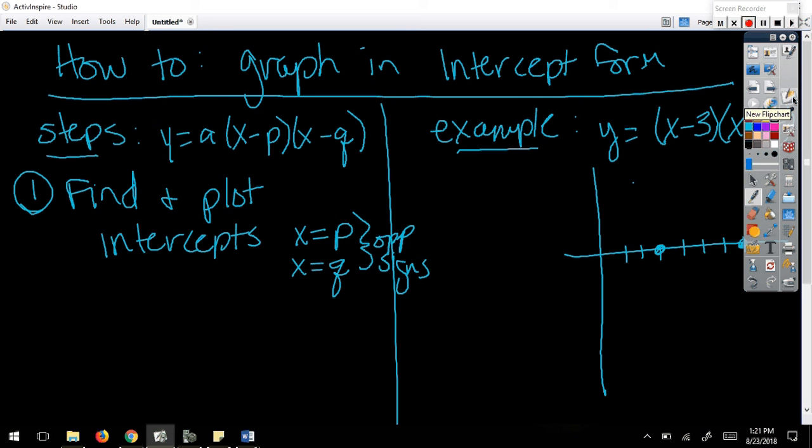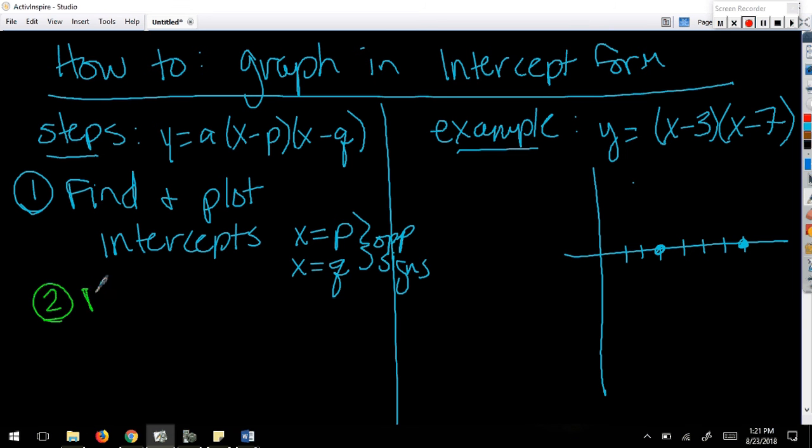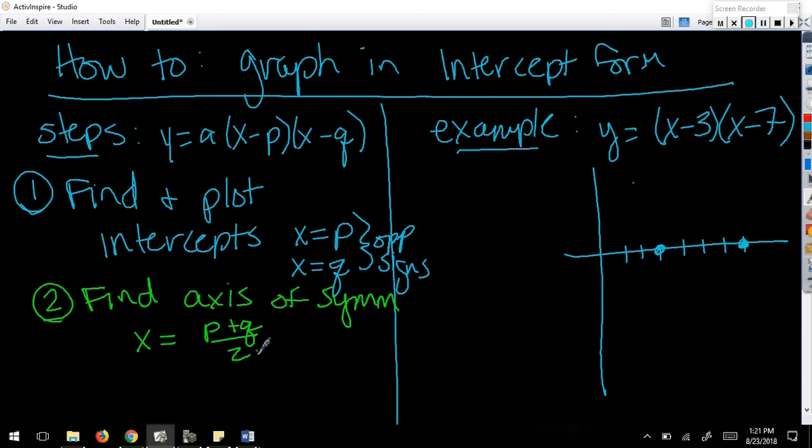We plotted these two. That's basically all we've done: the 3 and the 7 with the opposite signs. Now I need to find the middle, so I need to find the axis of symmetry. To do that, I'm going to take P and Q together and divide them by 2. Still opposite signs. Anytime you use them, they are opposite signs. So here, P is 3, Q is 7.